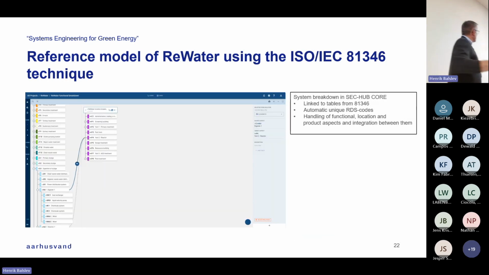This is how it looks. We're using the sec hub from, I don't know if you're familiar with that, from the young man in the behind with not so much hair on the head. Here you see the functional aspect, all the systems, and here you have G3, and you can see here where it's located. It's actually located in the yard number 2, which is called ++P4. So you have this connection between the different aspects, and this is actually handled in this sec hub.